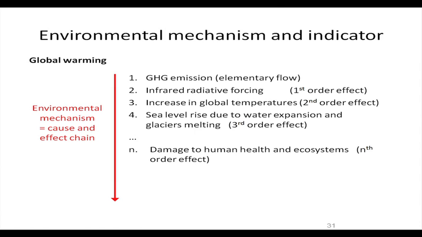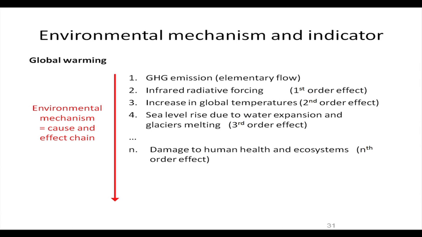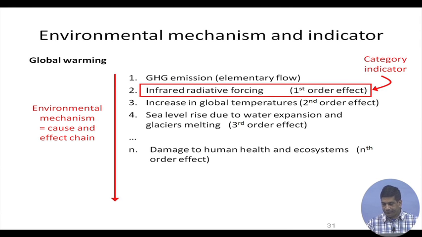And then similarly, you will have an nth level impact where it has a damage to human health and ecosystem. So that's your nth order impact, nth order effect. So this is how different levels of impact that you have in terms of the greenhouse gas. And different greenhouse gases take different time and different level in terms of these different kinds of impact.